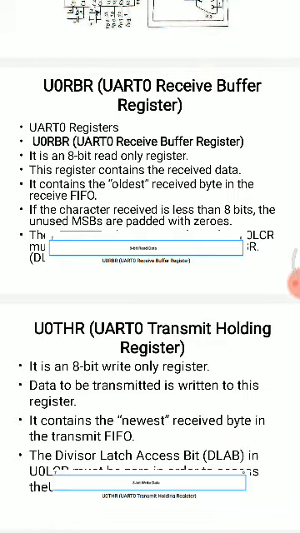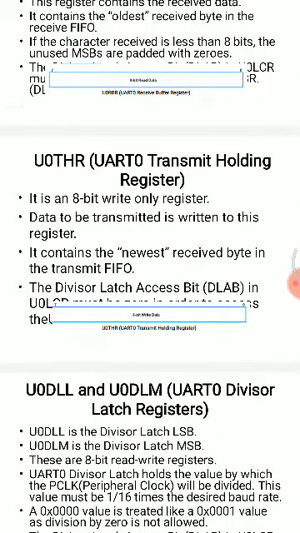These are all the registers available in UART. The UART0 receiver buffer register is an 8-bit read-only register. This register contains the received data, which is the oldest received byte in the receive FIFO. If the character received is less than 8 bits, the unused MSB bits are treated as zeros. The UART0 transmit holding register is an 8-bit write-only register. Data to be transmitted is written to this register. It is the newest byte in the transmit FIFO. The divisor latch access bit, DLAB, is used with the U0 transmit holding register.